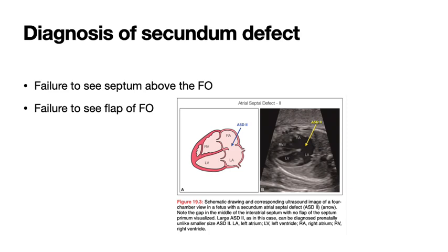All right, well, in general, what are the things that tip you off? Well, if you don't see any septum above the foramen ovale, it's the upper part that's a secundum defect. In the picture at the right, you can see there is a septum in the bottom part of the atrium, then there's the foramen ovale, but there's nothing above it. So that is a secundum defect. Another way, besides failing to see the septum up there, is failure to see the flap of the foramen ovale.